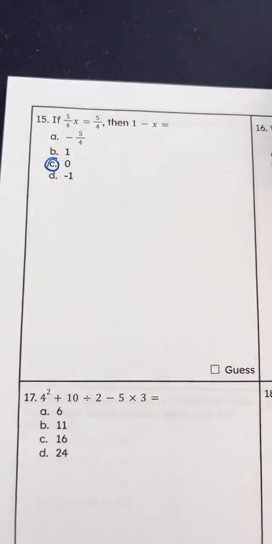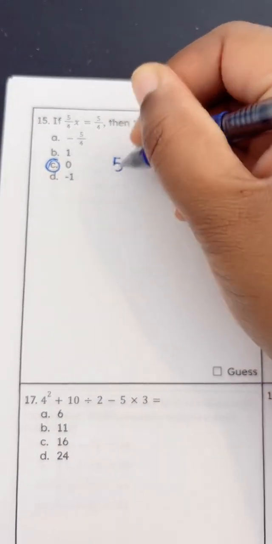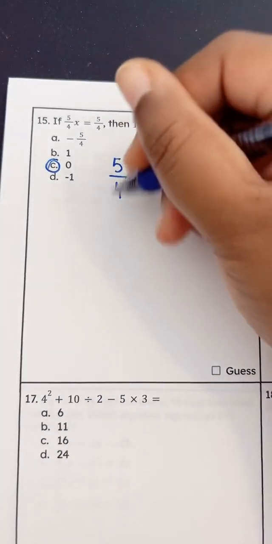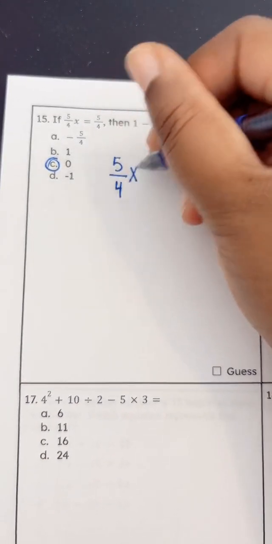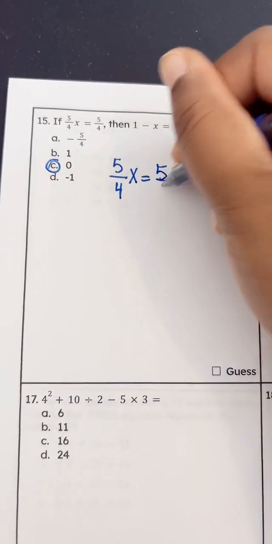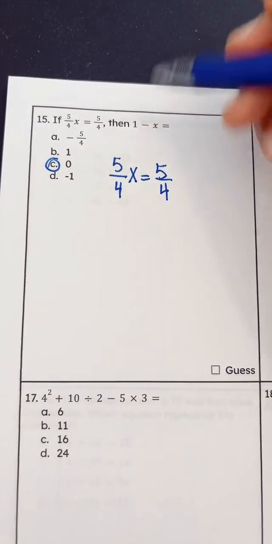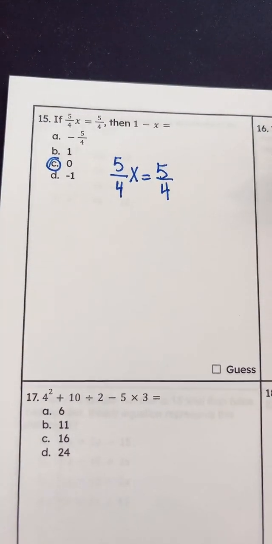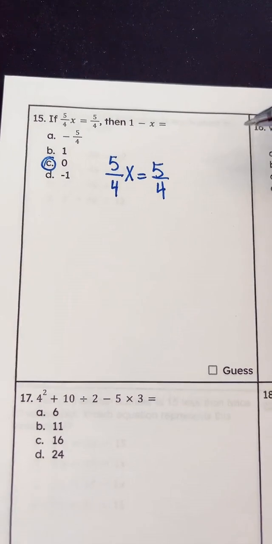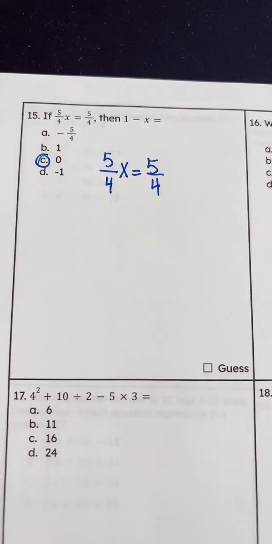So let's see how we get there. Let's first take this first stuff that they said. 5/4 x equals 5/4. And let's figure out how to solve for x, you guys. What do we do?